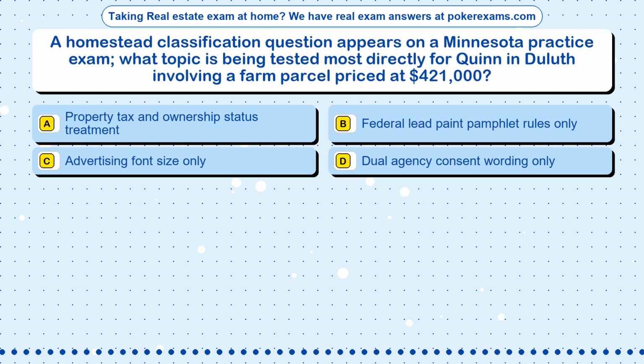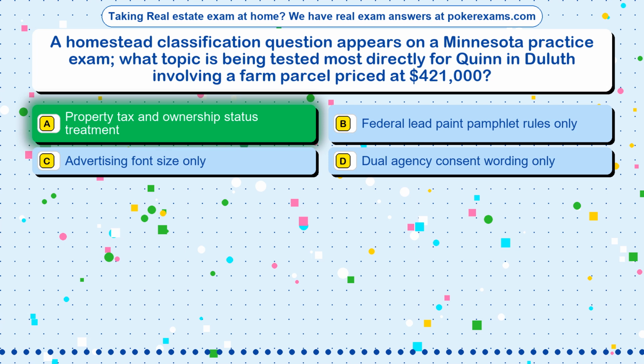Question 5. A homestead classification question appears on a Minnesota practice exam. What topic is being tested most directly for Quinn in Duluth involving a farm parcel priced at $421,000? Option A. Property tax and ownership status treatment. Option B. Federal lead paint pamphlet rules only. Option C. Advertising font size only. Option D. Dual agency consent wording only.